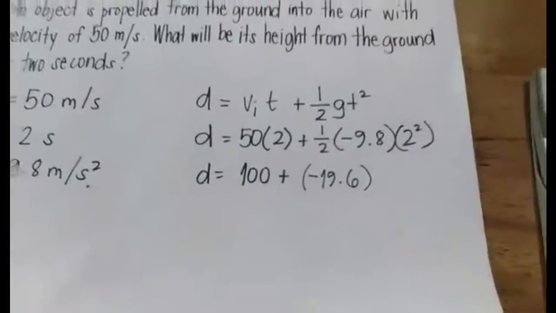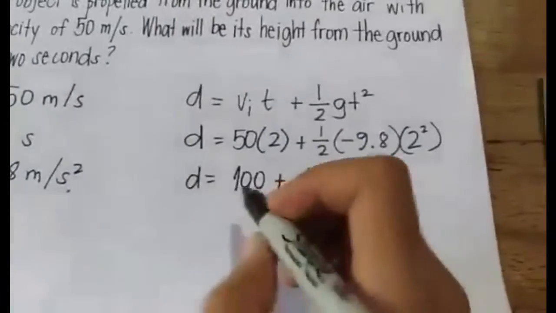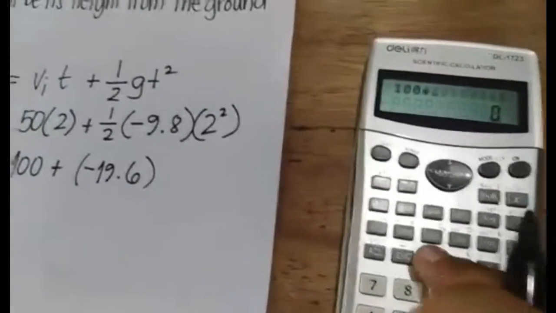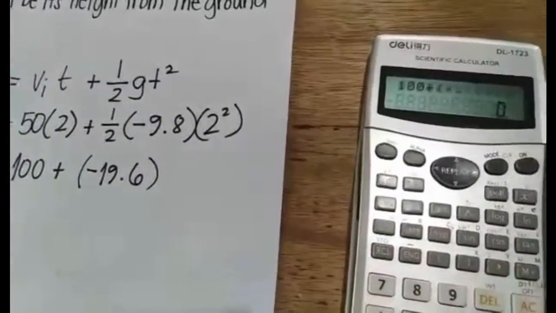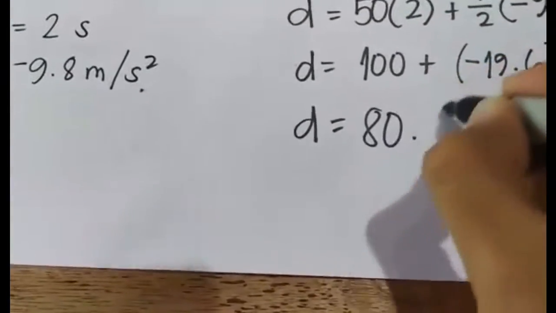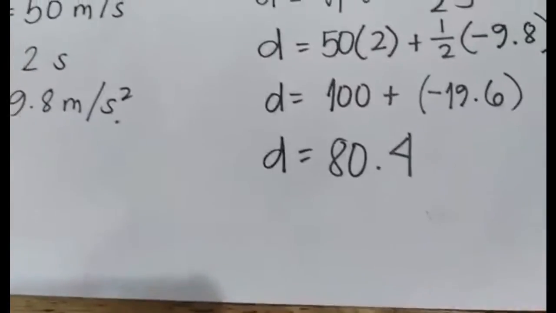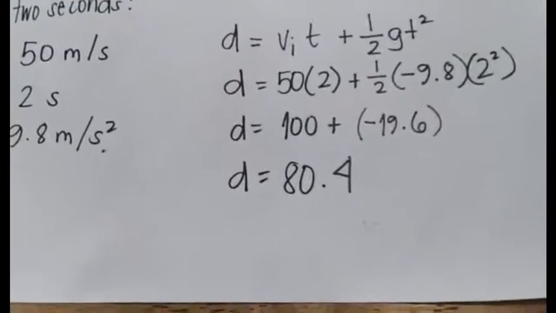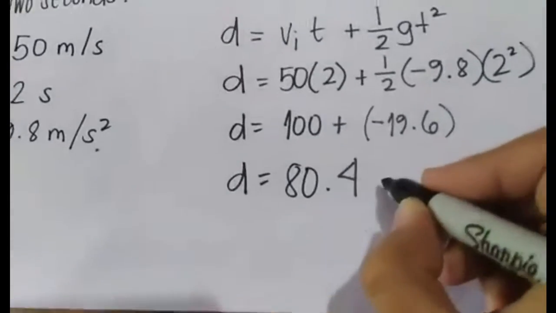Now next we add the two final values. d is equal to 100 plus negative 19.6. You have the value 80.4, which means that the object in the problem will be 80.4 meters above the ground after 2 seconds.